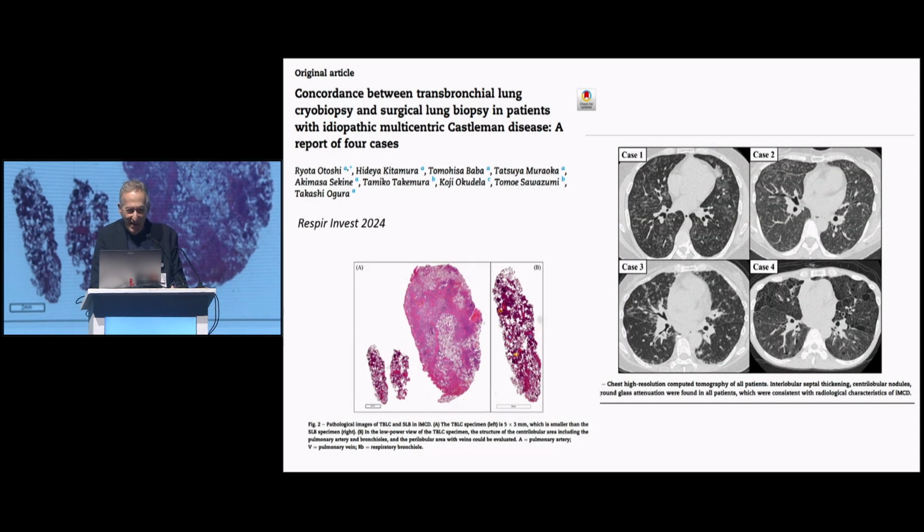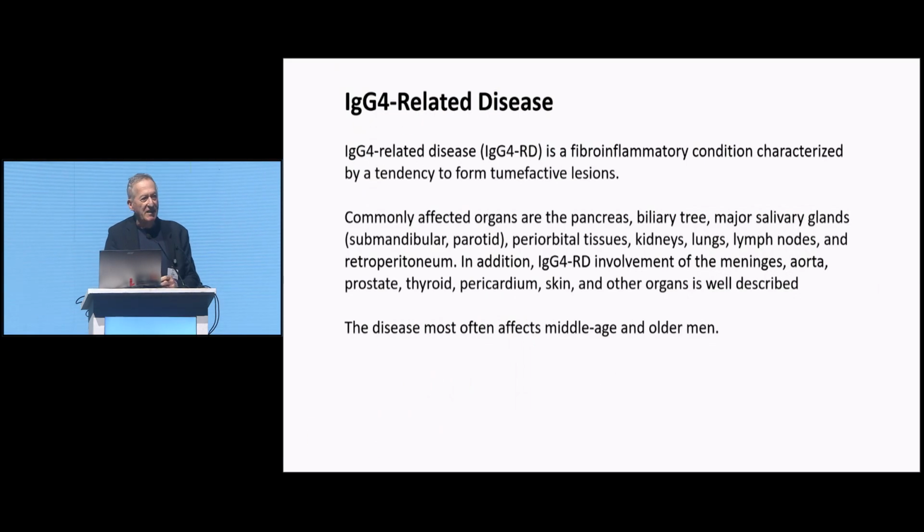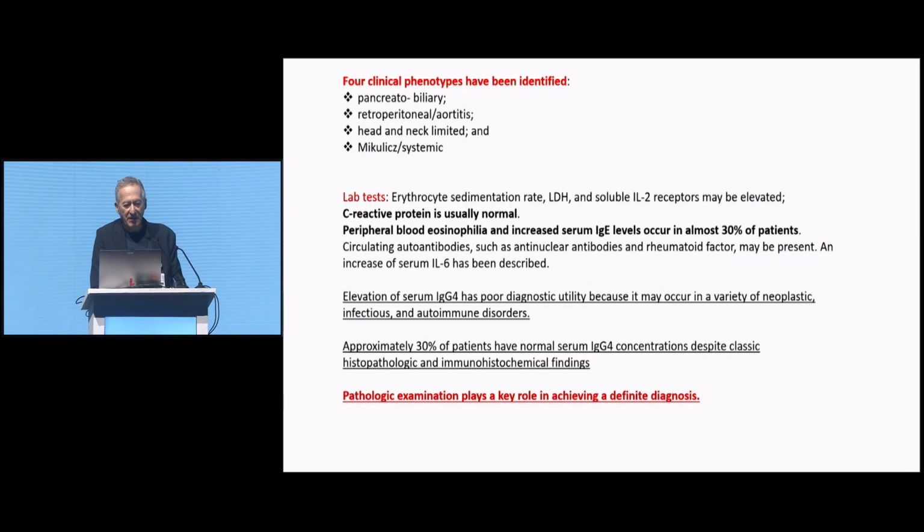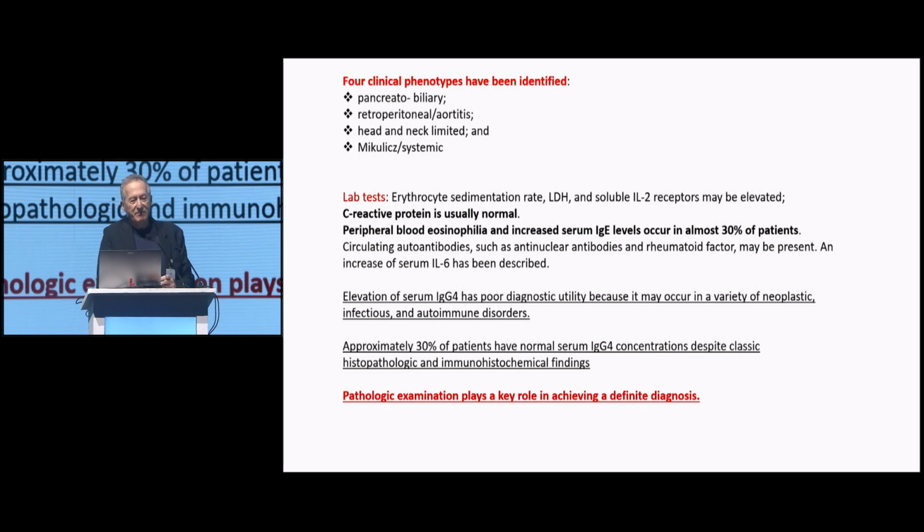And this disease can have some similarities with IgG4-related disease, which is more common. It is a fibroinflammatory condition that can affect a variety of organs. It was identified as relapsing pancreatitis, but nowadays we can also have typical lung involvement. Lab tests may not be characteristic. Interestingly, C-reactive protein is usually normal and erythrocyte sedimentation rate is usually increased.